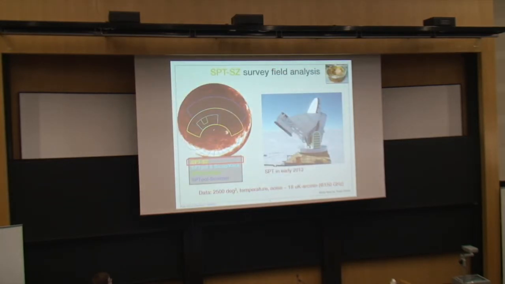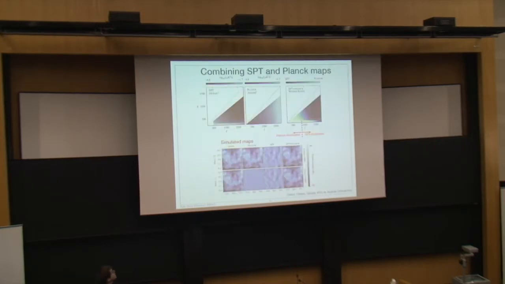Okay, so the first analysis is the SPT-SZ survey. Again, this is this yellow region that was observed with the temperature-sensitive camera between 2007 and 2012. For this analysis, we have combined Planck data, the Planck temperature maps, with the SPT-SZ maps.